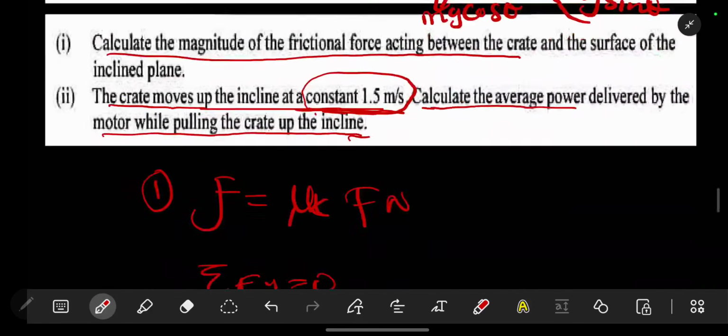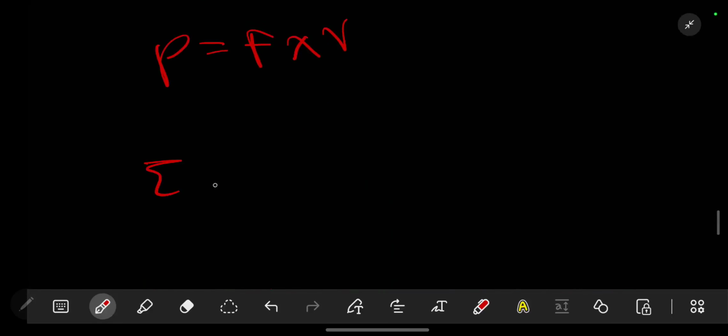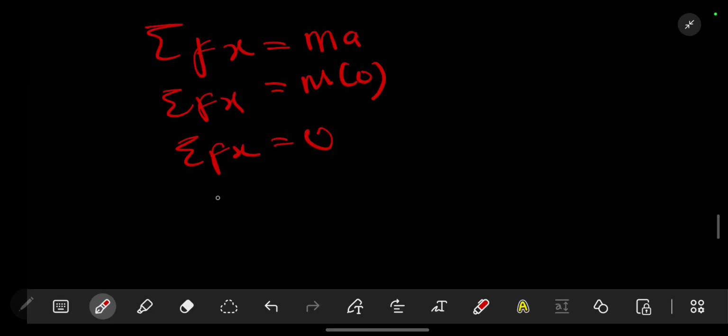sine of theta. So we are going to say the summation of forces in the x is equal to mass times acceleration. In this case, if the speed is constant, then the acceleration is 0. So the summation of forces in the x is equal to 0, like that.